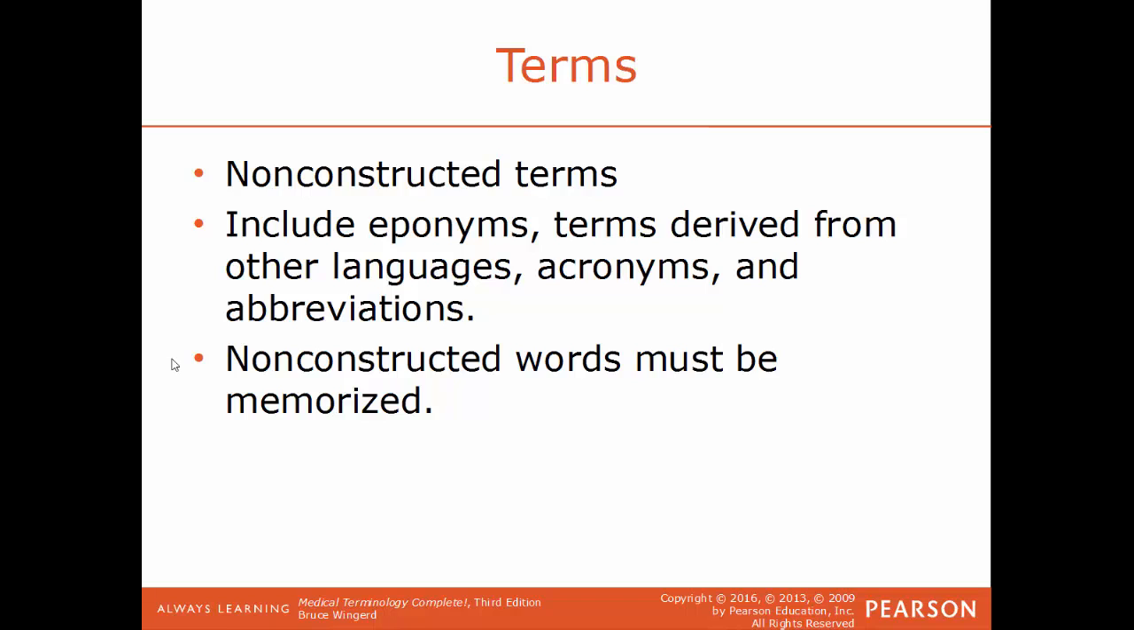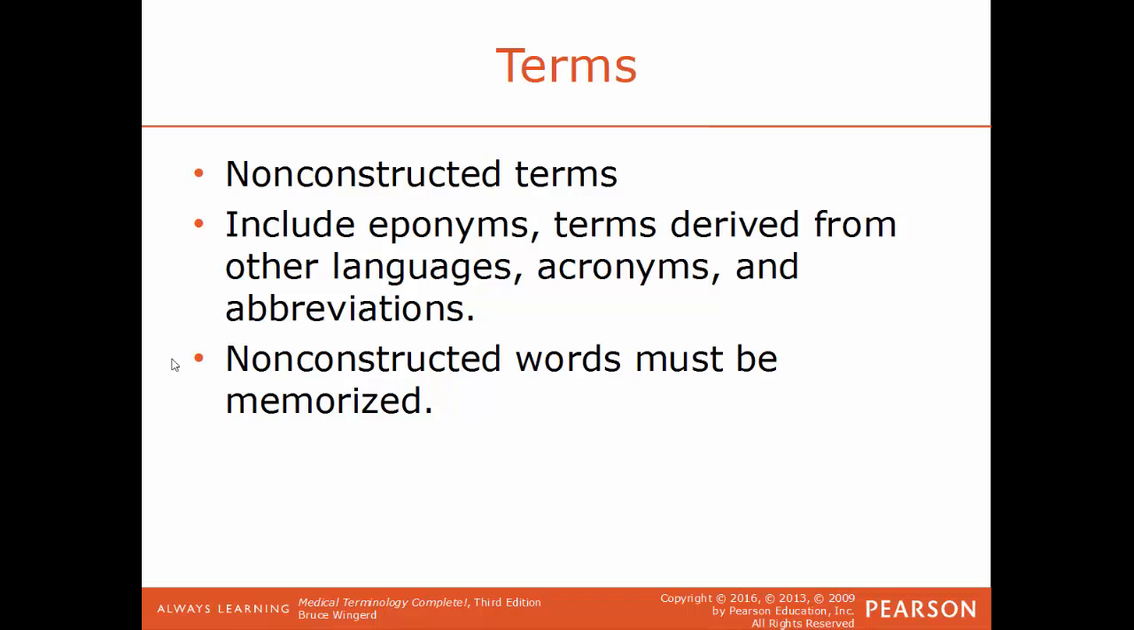Alright, some non-constructed terms. Now these are terms that you just have to learn. You just have to memorize. There's no way to break them down into something smaller. There's terms that you just have to know what their definition is. And these include anything from eponyms, which are either diseases or processes named after a person or people that discovered them, like Parkinson's disease, Alzheimer's disease, Guillain-Barré disease. Those are named after people. So there's no way to break those terms down. You just have to know what that name is a reference to.